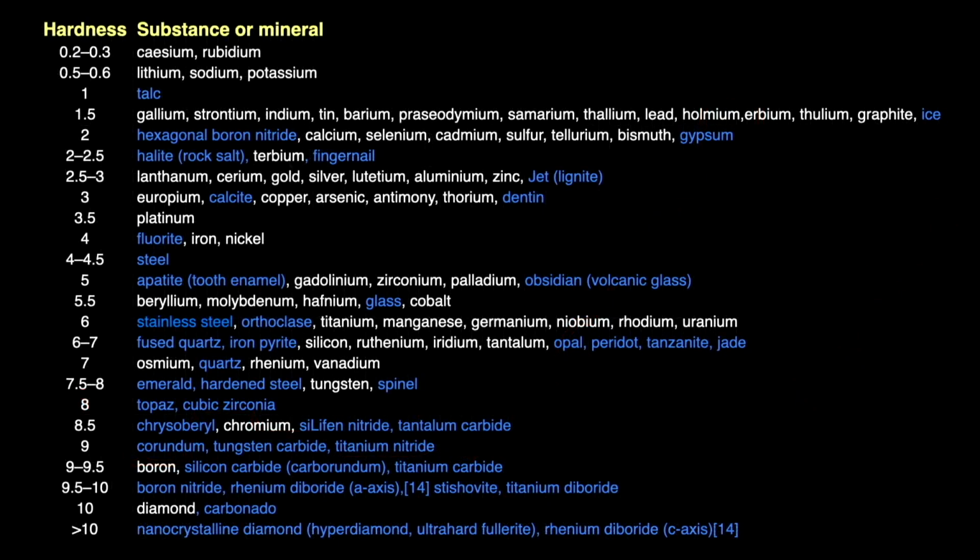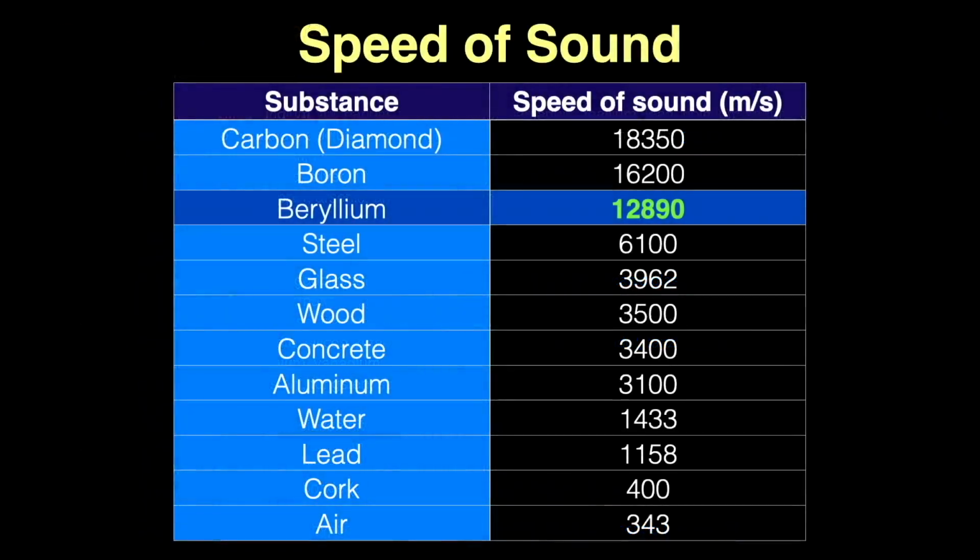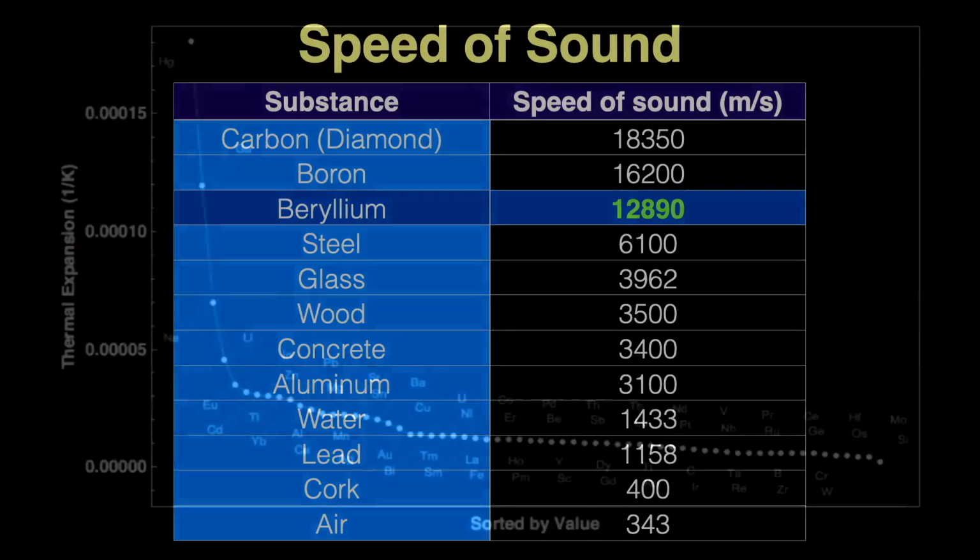Beryllium is a medium-hard element, coming in at 5.5 on Mohs scale of hardness, harder than iron at 4 and a bit softer than stainless steel at 6. Beryllium is really stiff and springy stuff. Sound, therefore, moves through beryllium really fast. It's the third fastest element after carbon in the form of diamond, and our next element, boron. Sound moves through beryllium at an astonishing 12.8 kilometers per second, over 37.5 times as fast as sound moves through air.